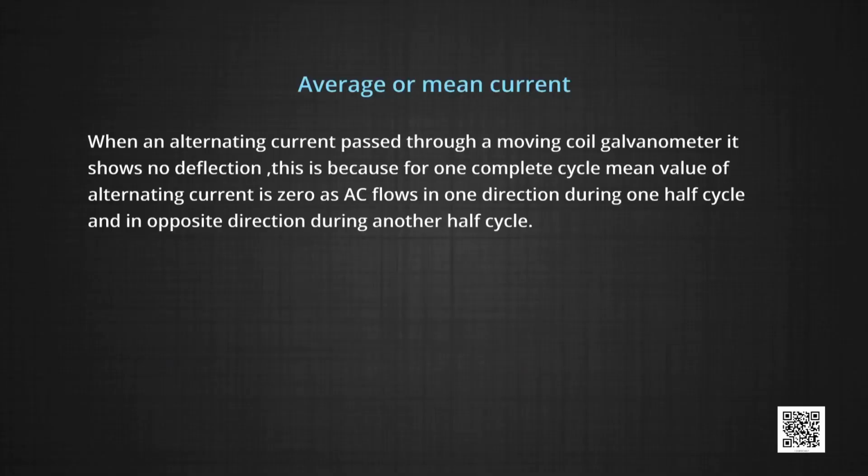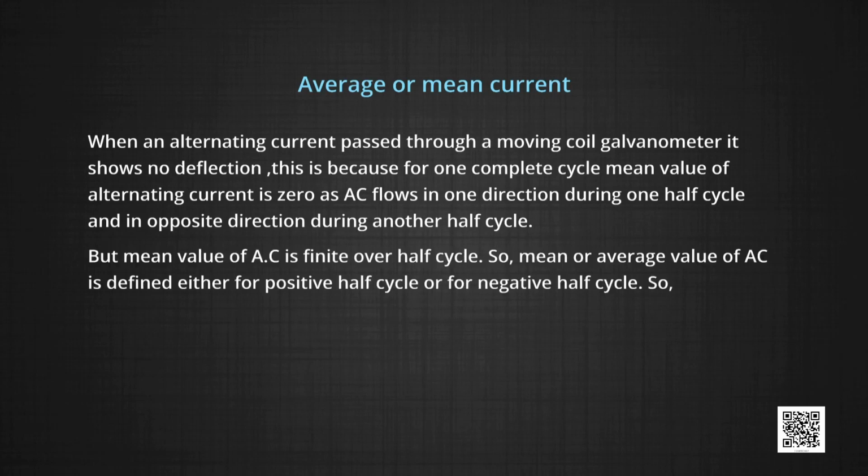When an alternating current passes through a moving coil galvanometer, it shows no deflection. This is because over one complete cycle the mean value of alternating current is 0, as AC flows in one direction during one half cycle and in the opposite direction during the other half cycle. But the mean value of AC is finite over a half cycle. So, the mean or average value of AC is defined either for the positive half cycle or for the negative half cycle.